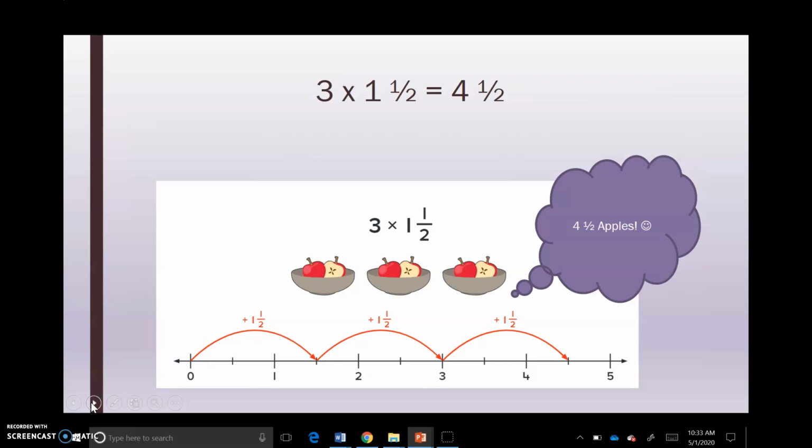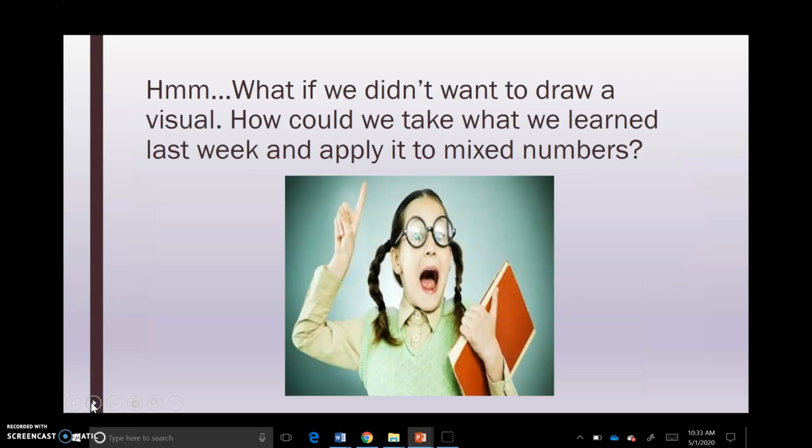And maybe your answer is a little bit smaller than what you might think of, or larger. I'm not sure how you're thinking yet. Sometimes I feel the answers are a little tricky to these, but we'll get there. So what if we didn't draw the visual? What if we weren't drawing apples? What if we weren't drawing circles with 1.5 in each group? What if we weren't doing the number line? How could we take what we learned last week and apply it to mixed numbers?